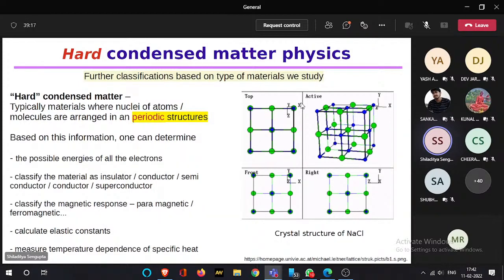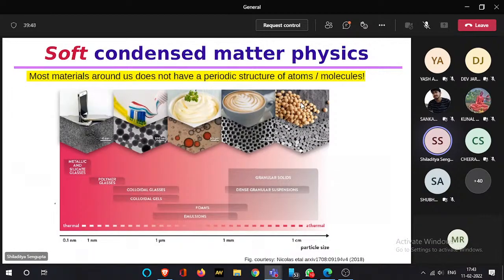So these are essentially crystals, which are made of periodic structures. Here are some example pictures. This is what you are going to study in your traditional condensed matter course, mostly based on these crystals. So you are going to study crystalline solids. And these are the different properties that are part of your syllabus. The other part, which is not covered so much in the traditional course, is soft condensed matter physics.